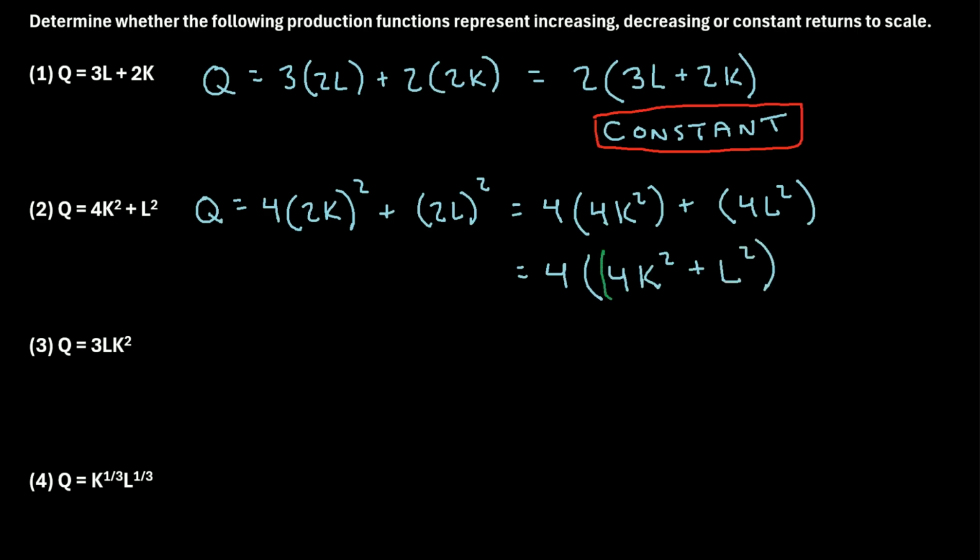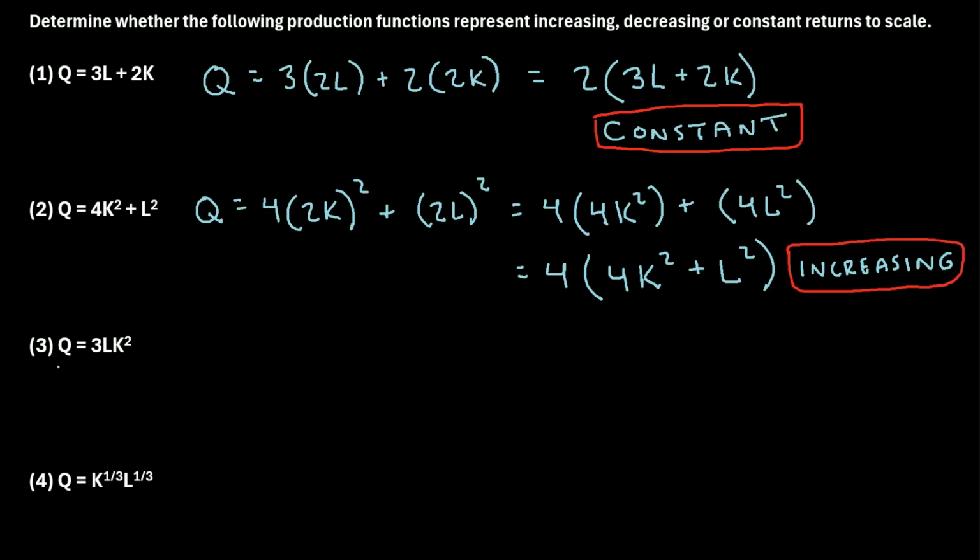So notice that this quantity right here is equal to the original Q, the original production function. So notice what happened here. We doubled our inputs, but we quadrupled our output. So we had 4 times the original quantity. So because our output increased by more than our input, we would say that this is increasing returns to scale.